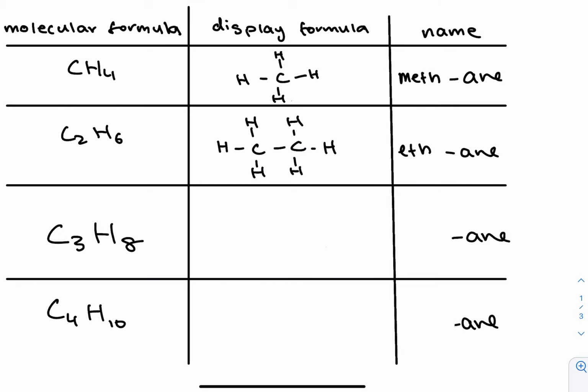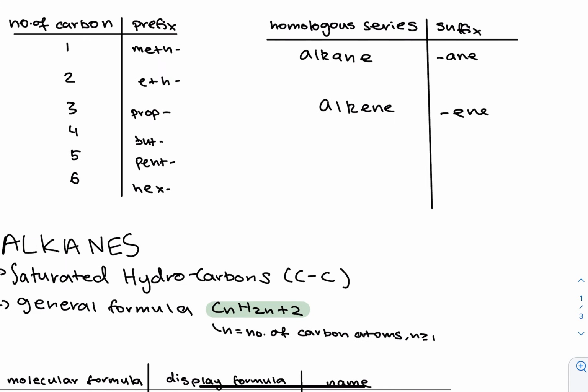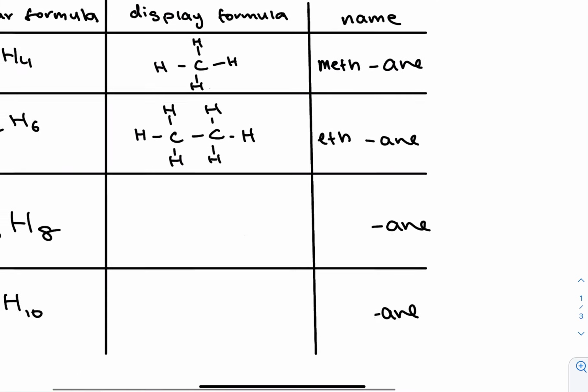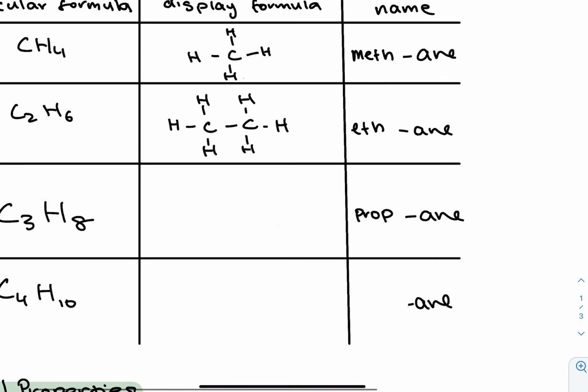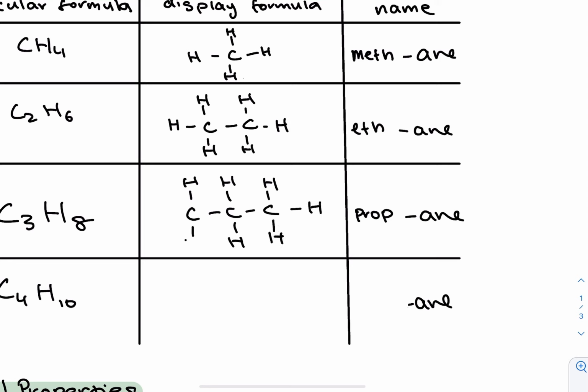For C3H8, the prefix would be prop. So we have propane. Now let's do the same thing when we're drawing. Let's draw our carbon atoms first and bond each one to 4 different atoms, and then you can count at the end to make sure that it's correct. So as you can see, we have 1, 2, 3, 4, 1, 2, 3, 4, 1, 2, 3, 4.